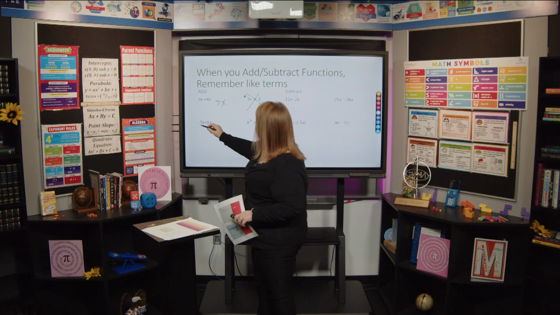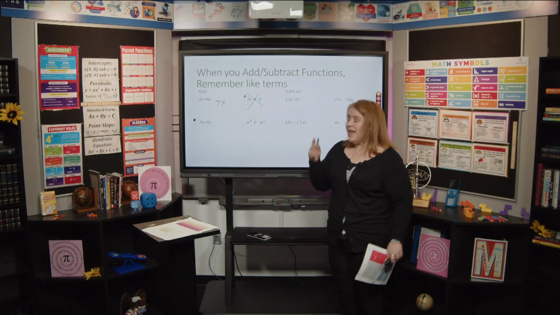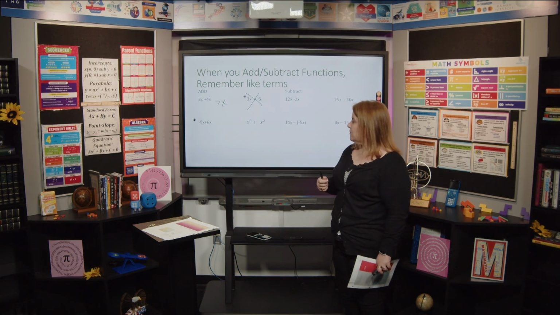So let's look at this one. Negative 9x plus 6x. Look at your partner at your table and discuss, can I add or subtract these? Or can I add them in this case?